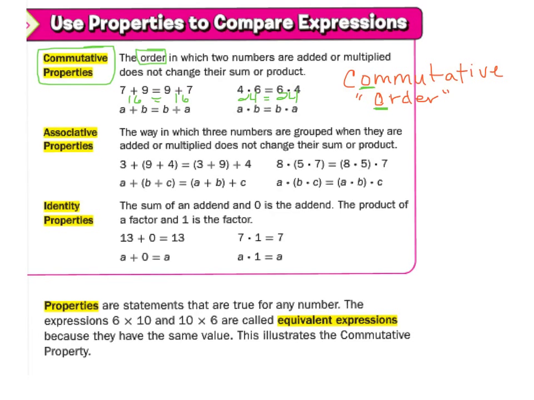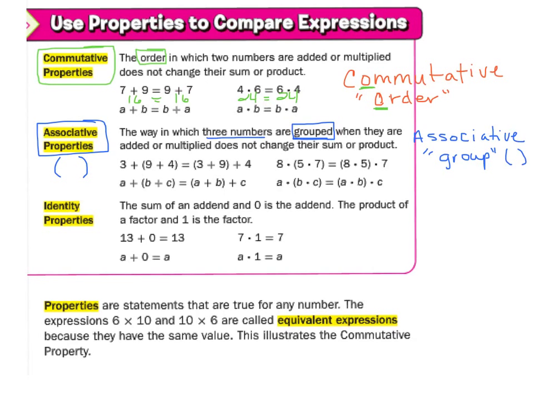Moving on to associative. The associative property says that when we have 3 or more numbers that are grouped, that's the key word here, grouped, when they're added and multiplied does not change their product or sum. So associative is your parentheses. When you see parentheses and they're moving and grouping different sets of numbers, this is when we're using the associative property. And you have to remember your parentheses or brackets.